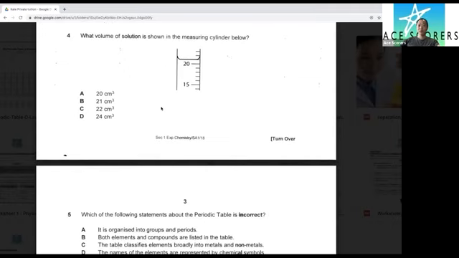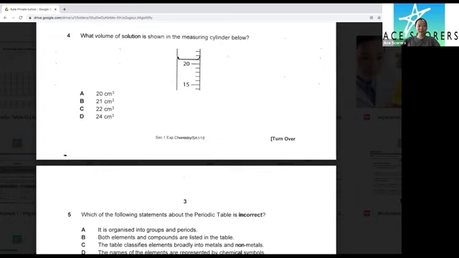What volume is shown? C, 22. Let me check. 15, 16, 17, 18, 19, 20. Ah, it's not 22. Yeah, very good. Okay, so the answer is 21.